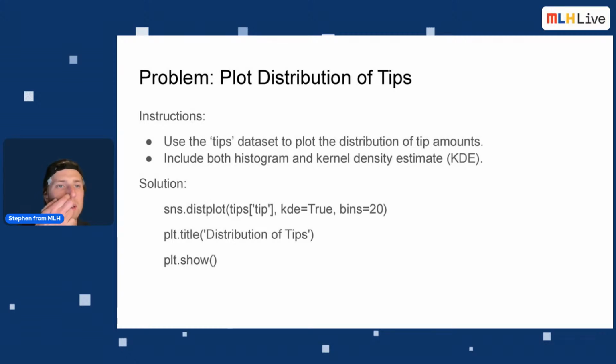We did this distribution of the total bill, but now let's compute the distribution of tips. We're going to include both the histogram and kernel density estimate. KDE equals true is how you turn on that kernel density estimate. It's actually on by default, but this is just showing you how you would make sure that it's turned on. And then bins tells us how many bins we want for our histogram. The more bins you have, the finer the little bars will be for your histogram. So let's check this out.